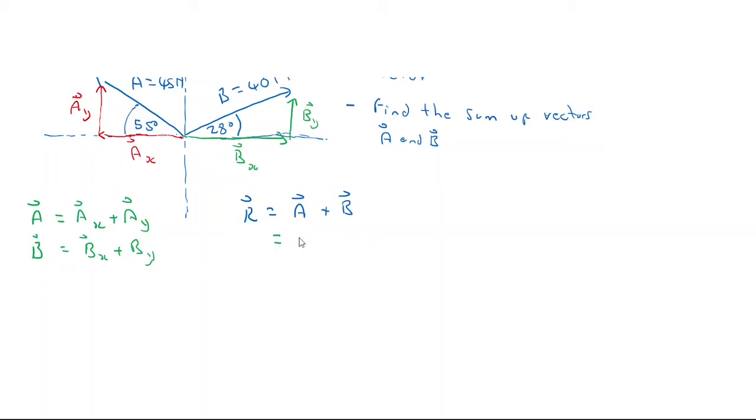We are going to say this is going to be equal to, where we see A, we substitute Ax and Ay. So we're saying vector A is the same as vector Ax plus vector Ay. Then this plus is this plus. Then you open the bracket. What is vector B? Vector B is the same as Bx plus By.